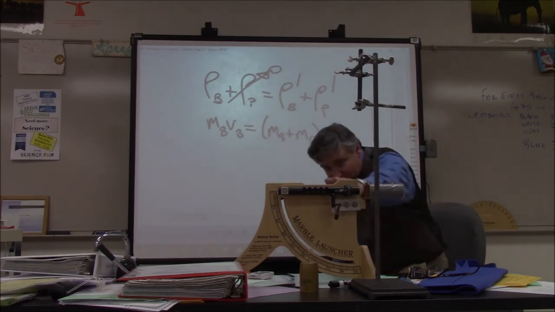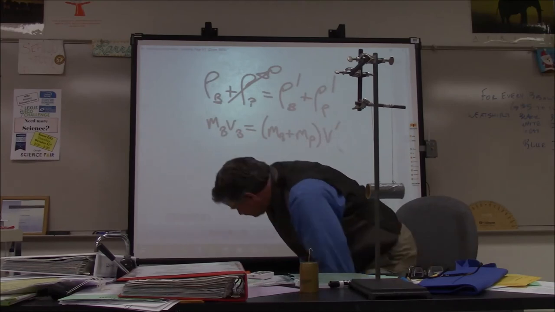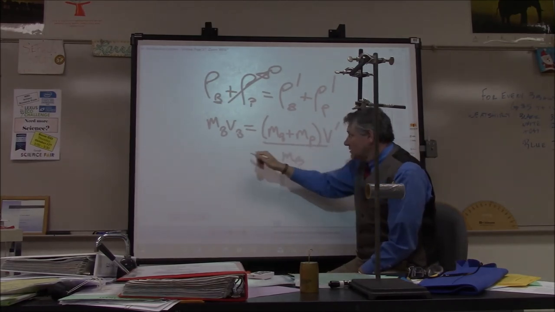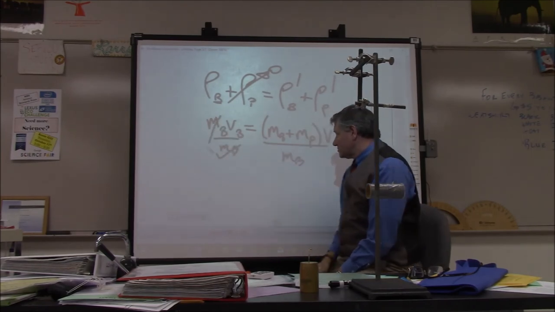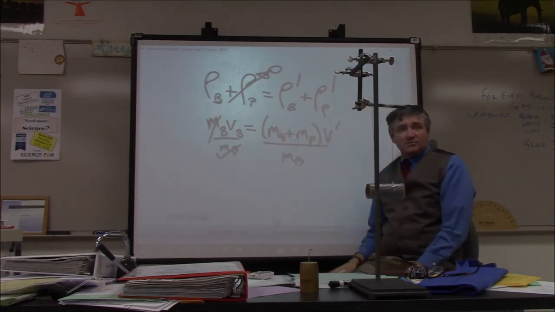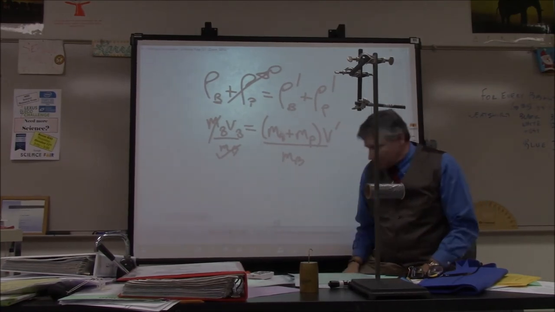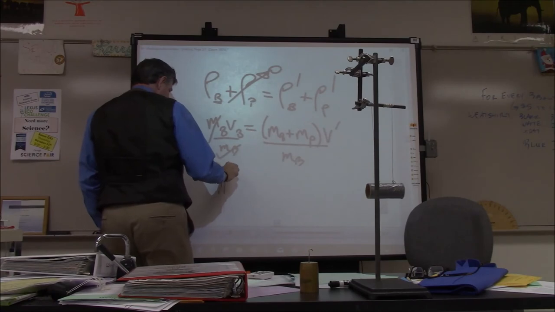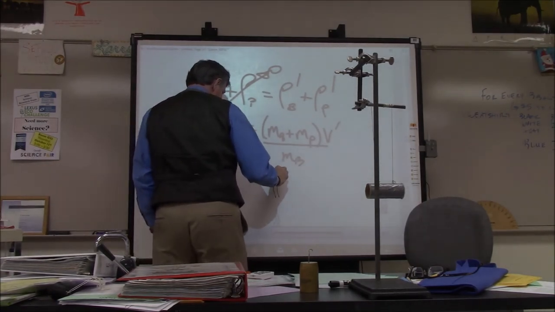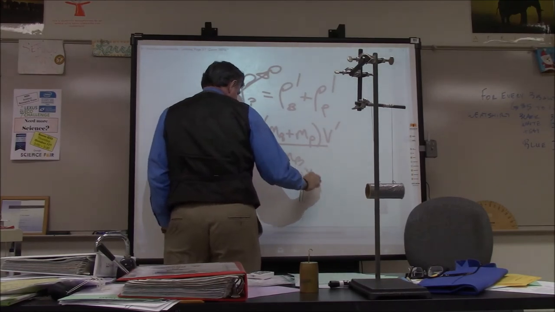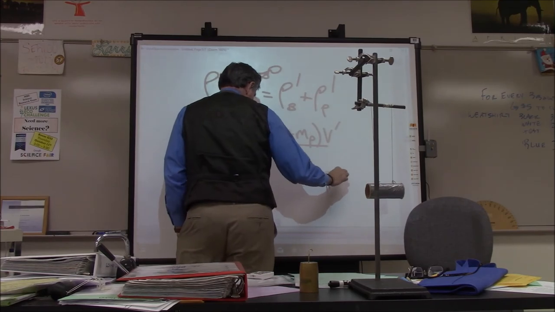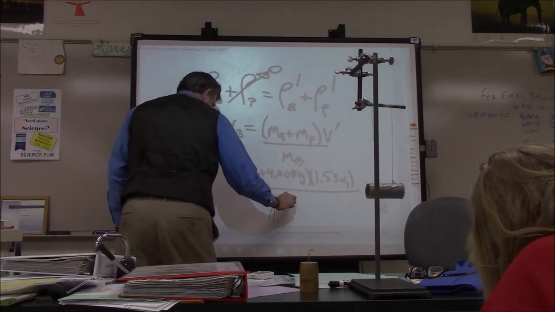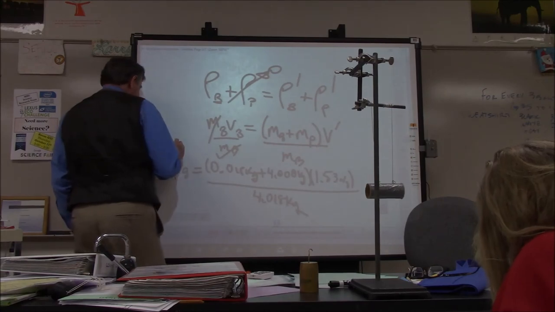So now that we've got this, I've got all these numbers except for the velocity of the bullet. So I'm going to divide both sides by the mass of the bullet. That goes away. Now, can I just cancel out the masses of the bullets? No. Parentheses. Because it's added together, not multiplied together. So in this case, I got 0.018 kilograms plus 4.000 kilograms. What was that velocity? 1.53. And then divided by 4.018 kilograms. So what do you get?